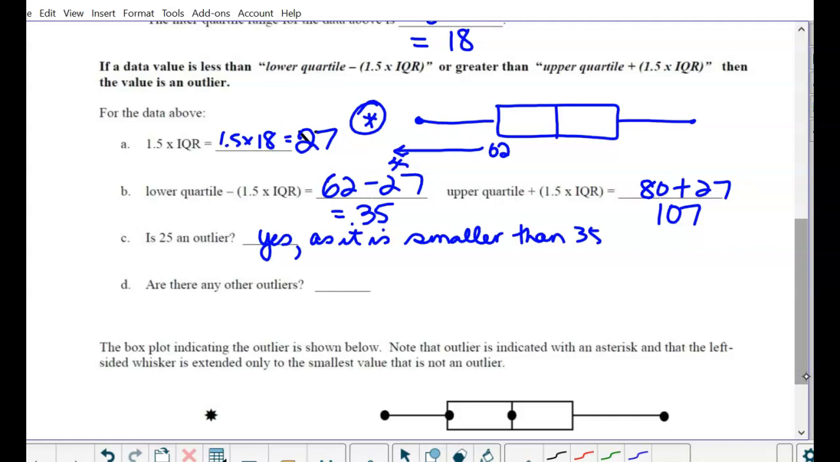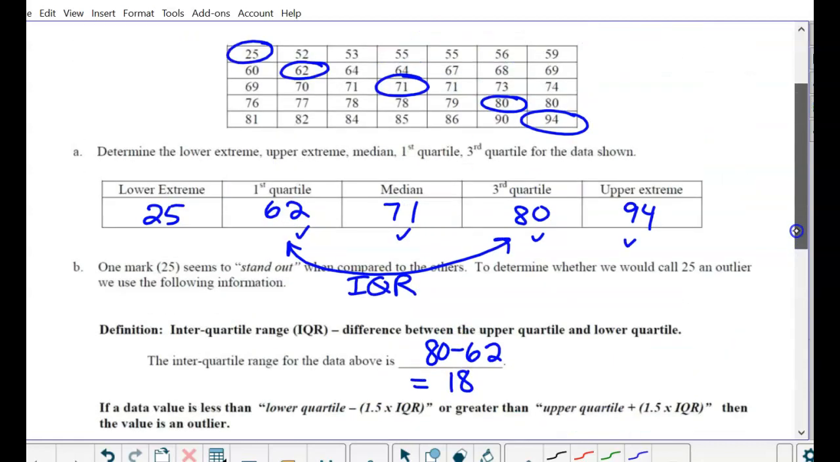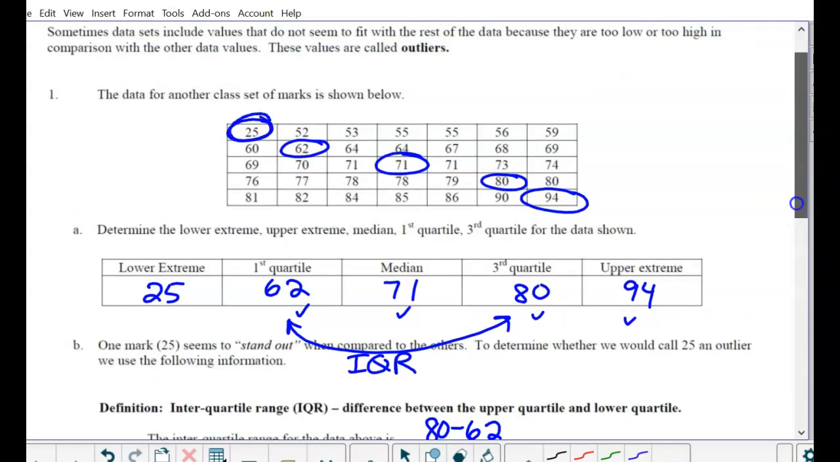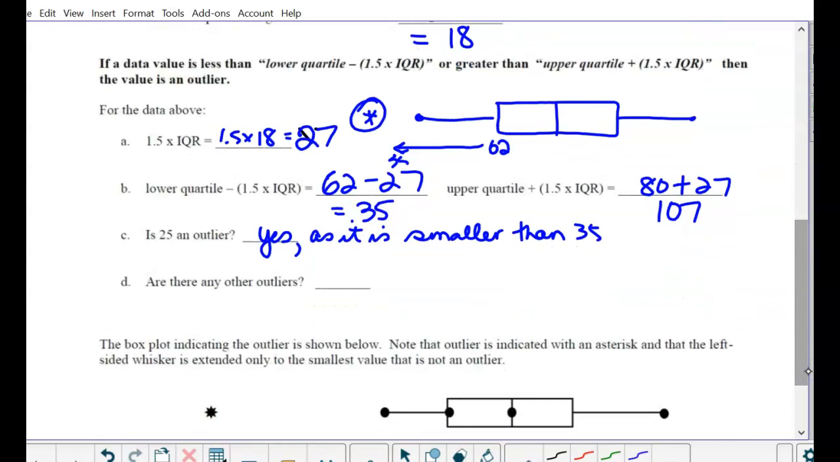Are there any other outliers? No. There's only one that's less than 35, and there are none that are greater than 107. Okay, so no.